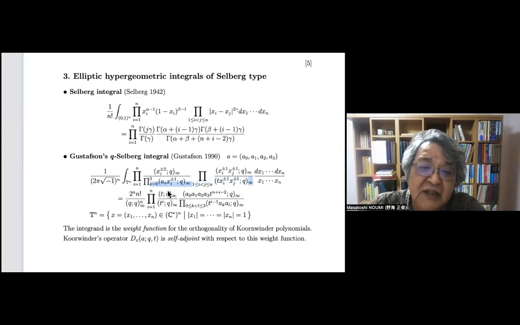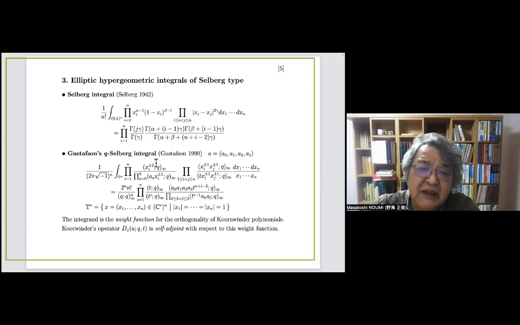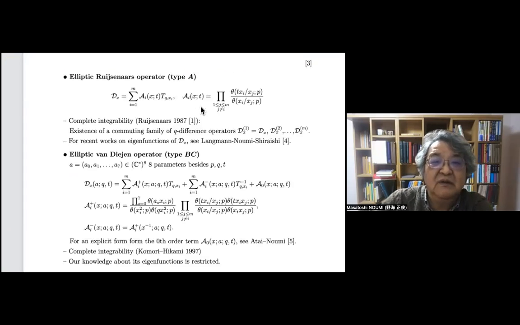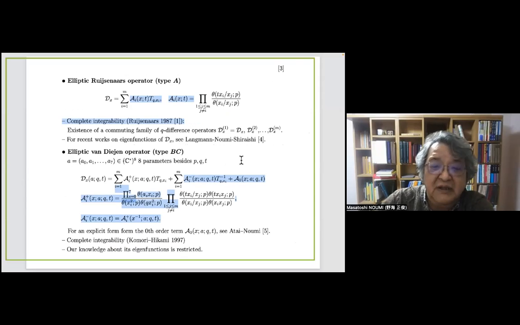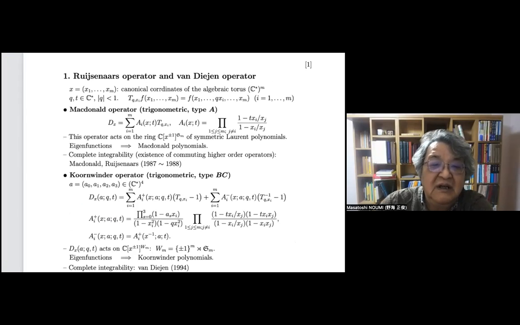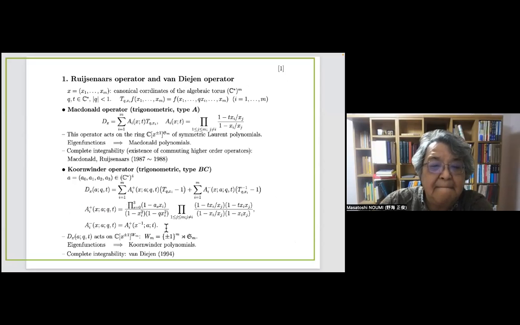But anyway, this integrand, I mean this part, is very much related to the form of this. Wait a moment. Sorry. Yes. This part is related to the coefficients of the Koornwinder operator here.